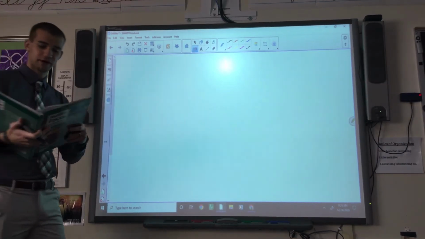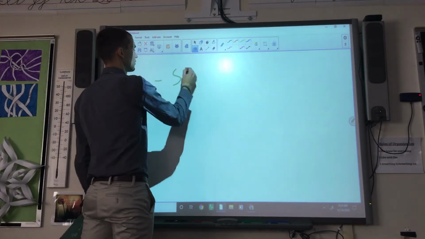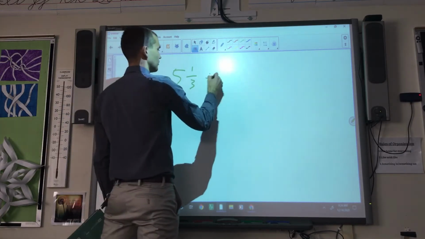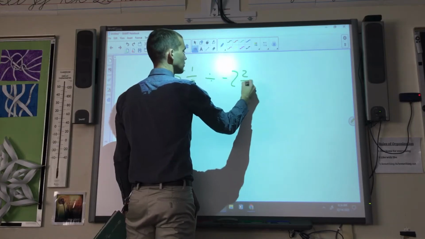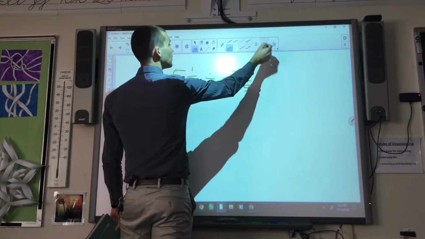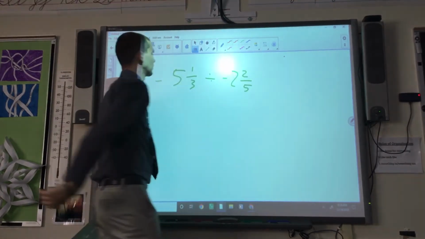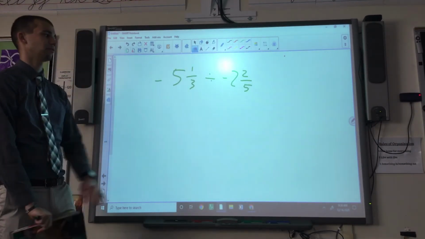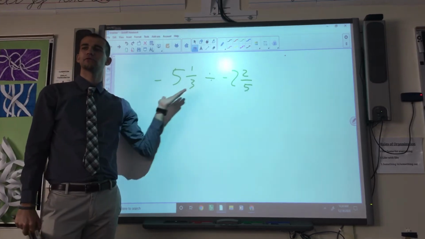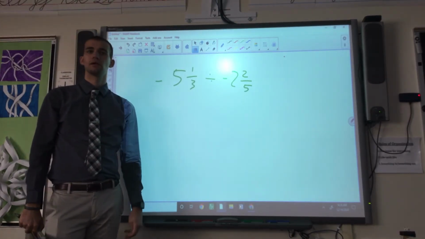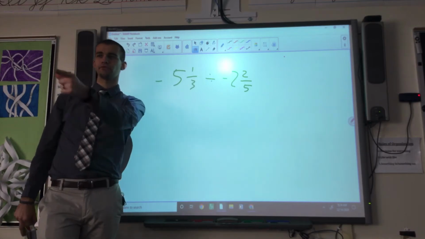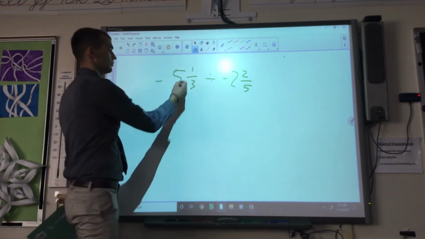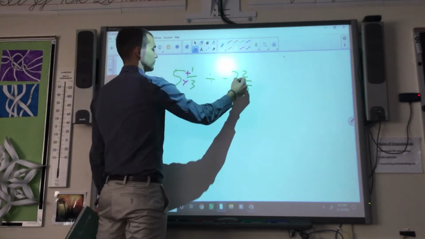B, negative 5 1/3 divided by negative 2 2/5. Alright, instead of dividing by a fraction, we multiply by a reciprocal, but what do we have to do first? Because this isn't working out this way. Make them into improper fractions. Yep. Multiply, add, multiply, add.